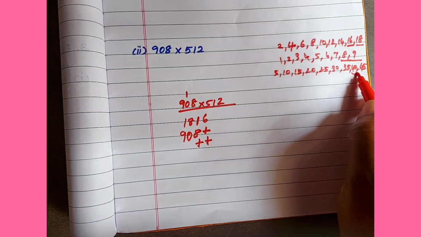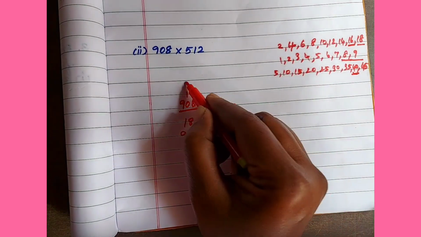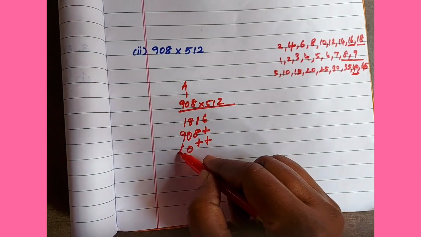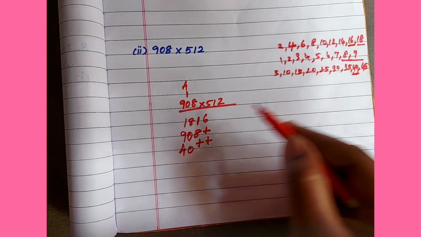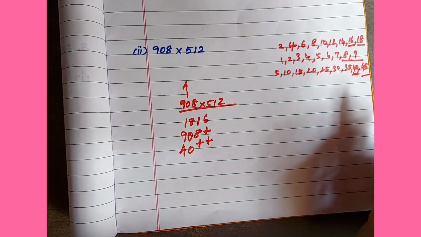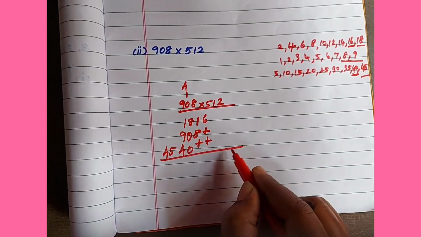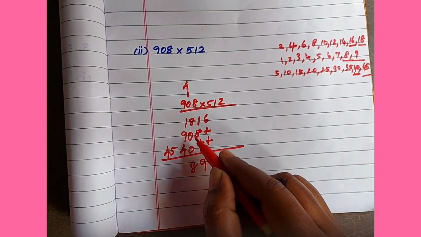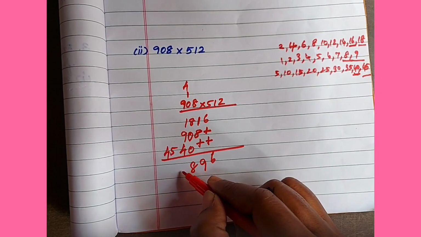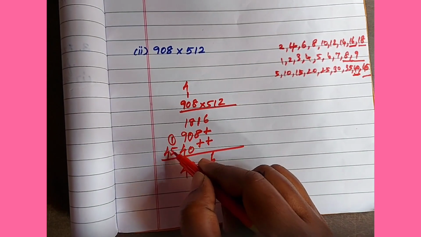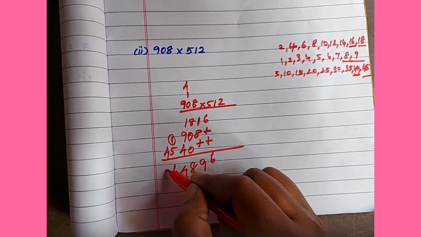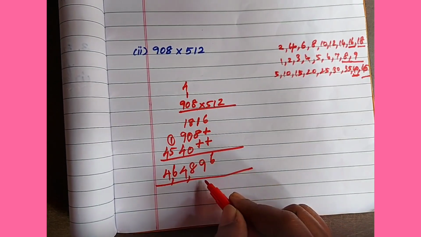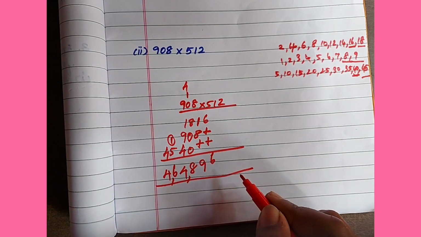5 8s are 40, gives 0, carry 4. 5 into 0 is 0, 0 plus 4 is 4. 5 9s are 45. Now add the values. 6. 1 plus 8 is 9. 8. 1 plus 9 is 10, 10 plus 4 is 14, gives 4, carry 1. 1 plus 5 is 6, and 4. So the value is 4,64,000 896 is the answer.